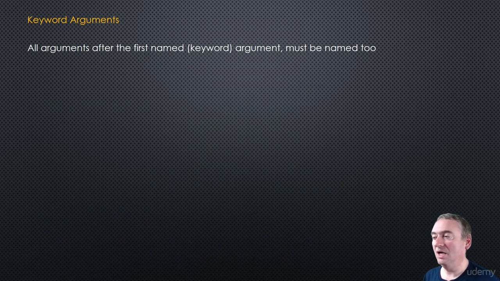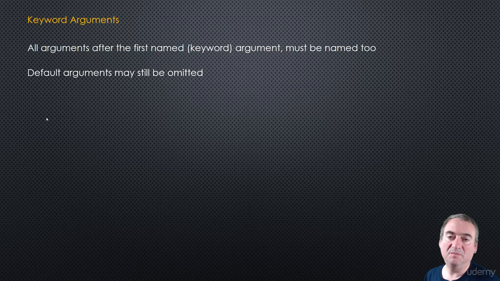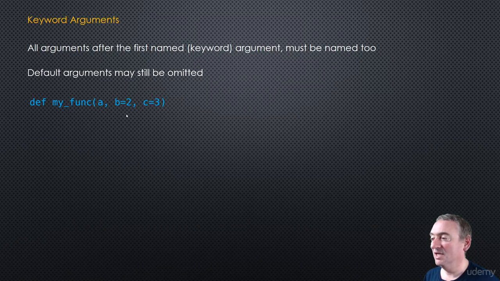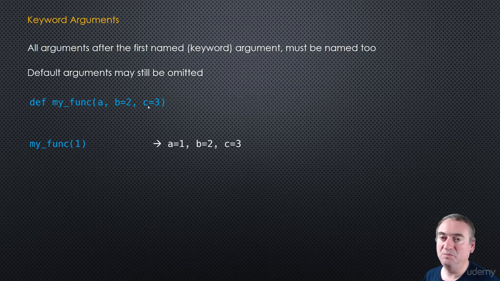So, as we just saw, all arguments after the first named or keyword argument must be named too. It must be a keyword argument as well. Now, of course, default arguments may still be omitted. Let's take a look at an example. Suppose we define this function myfunc with 3 parameters, and B and C both have default values. Then we can call myfunc1. It's just using the normal positional arguments. So 1 will get into A, and then since we haven't specified B or C, they will get their default values of 2 and 3 respectively.